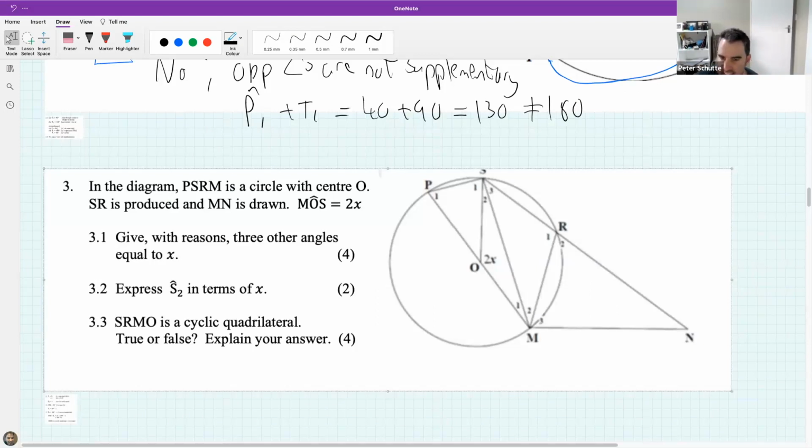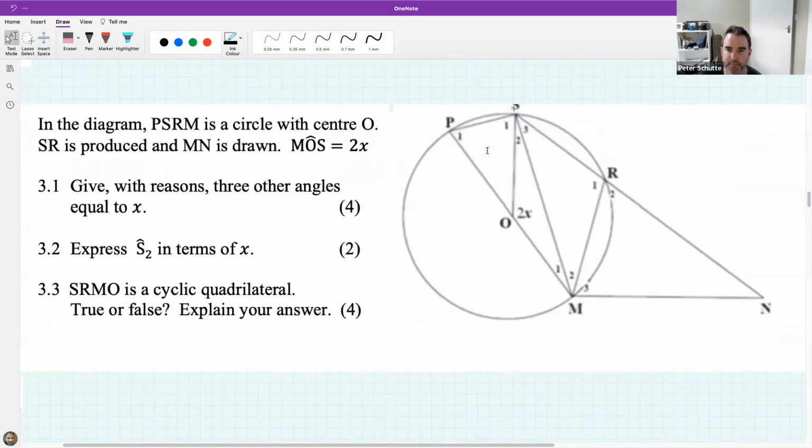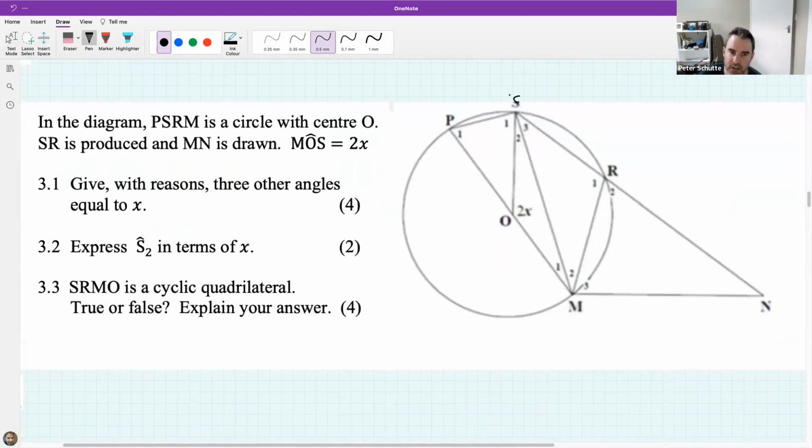In the diagram, PSRM, there's an S sitting up here. Apologies, it's gone a bit missing. So we have our drawing up here, and there's an S. And to start with, you need to find me 3 other angles that are equal to X. We are given that MOS is 2X. So I want you guys to try and find me 3 other angles equal to X if you know the green one is 2X. Off we go.